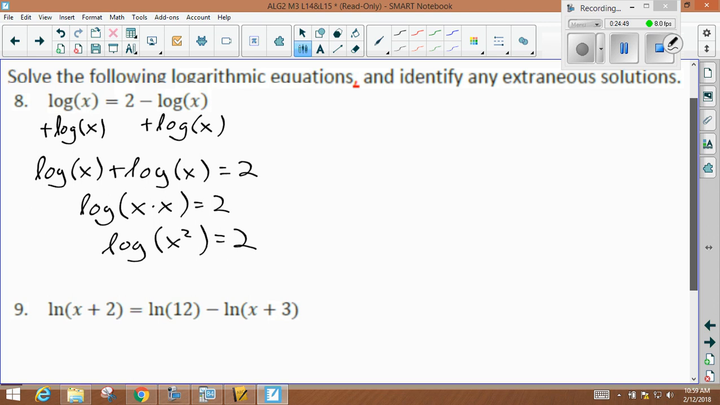Now let's go ahead and write it as an exponential equation. I'm going to do that up here. So that's going to be 10 to the second power equal to x squared. So that's going to be 100 equal to x squared.